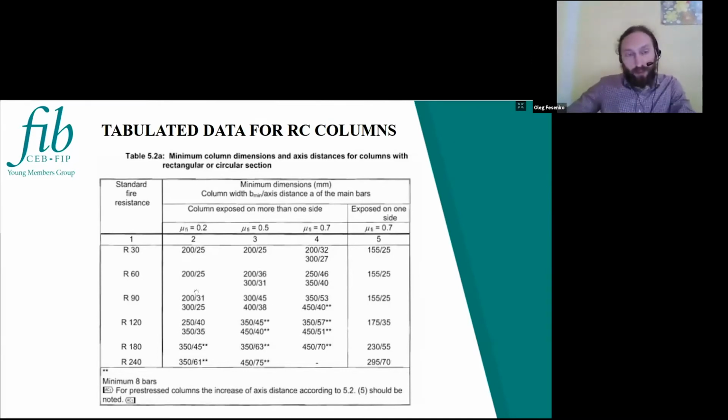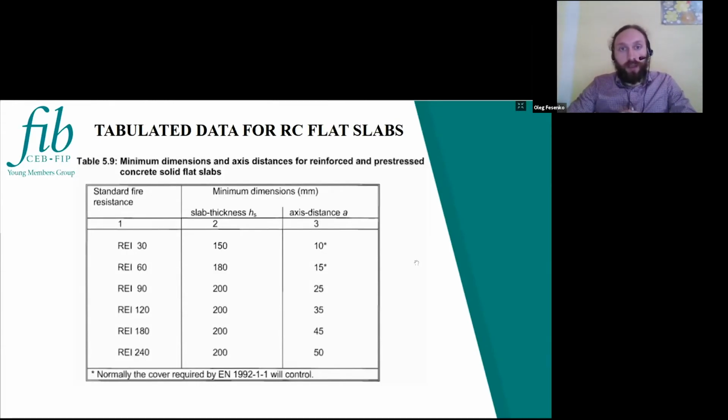There are different data for each range of fire resistance. You can choose minimum values to satisfy standard fire resistance. There are tabulated data for RC flat slabs. It also depends on some parameters. It's slab thickness and also axis distance to reinforcement bars.